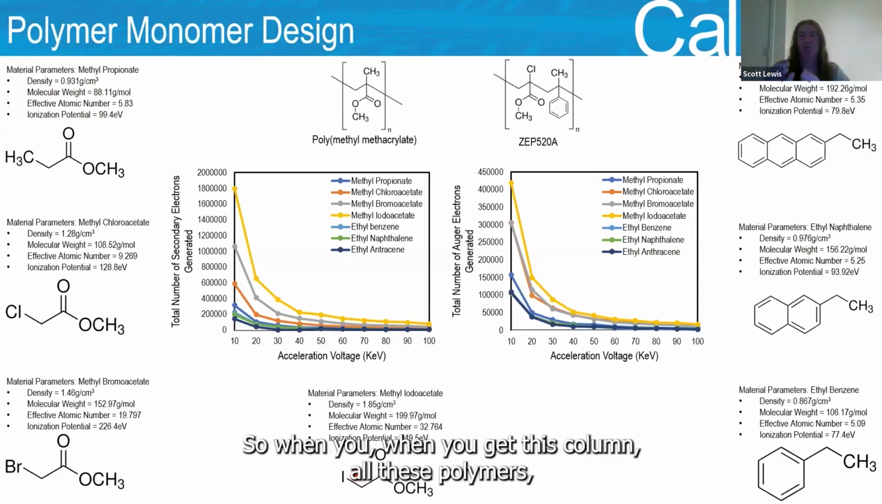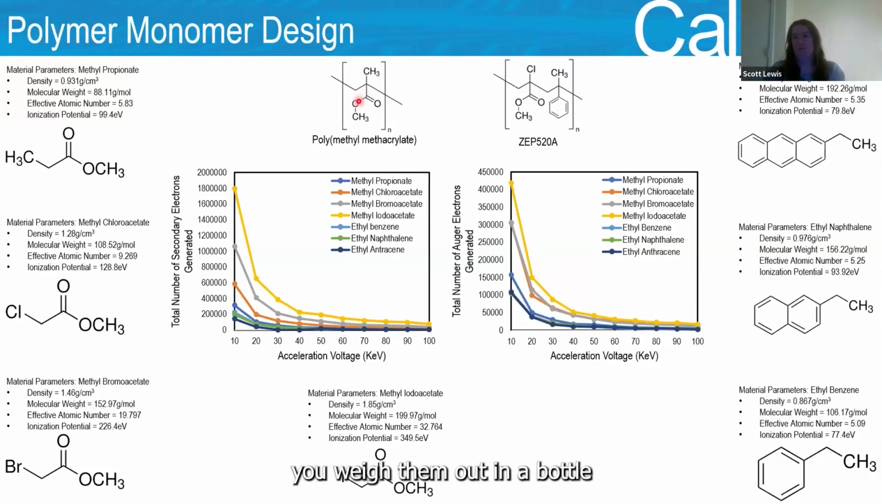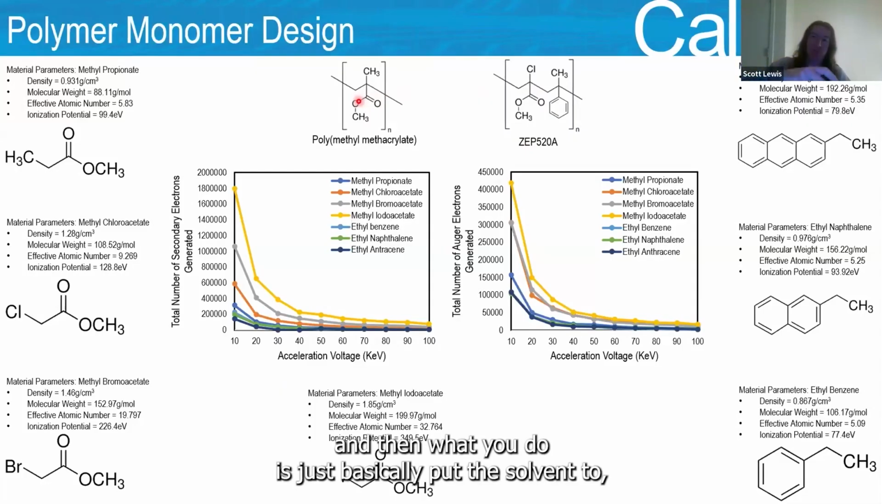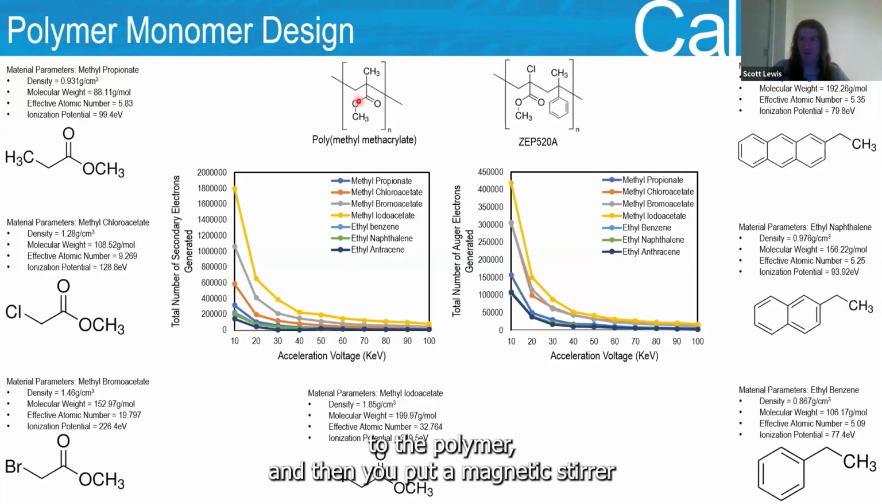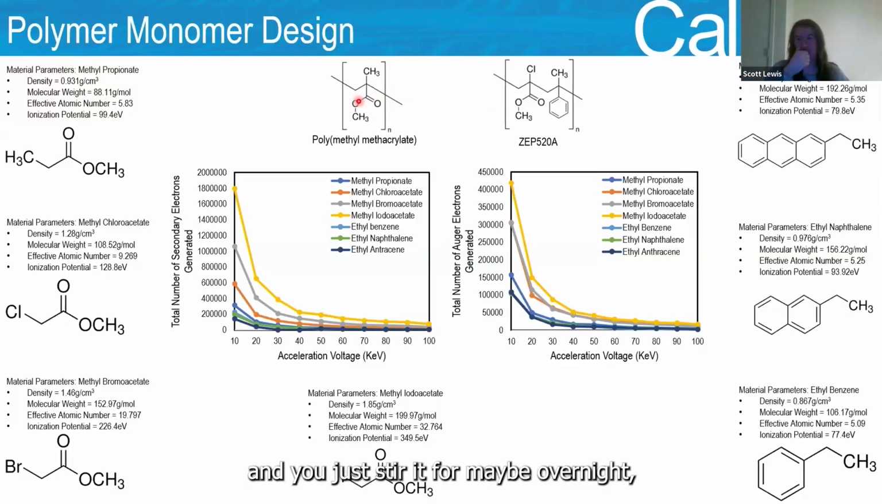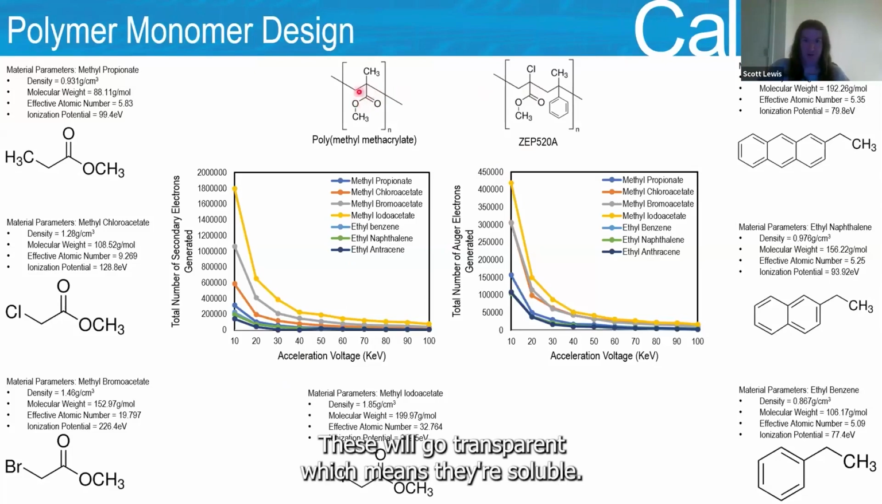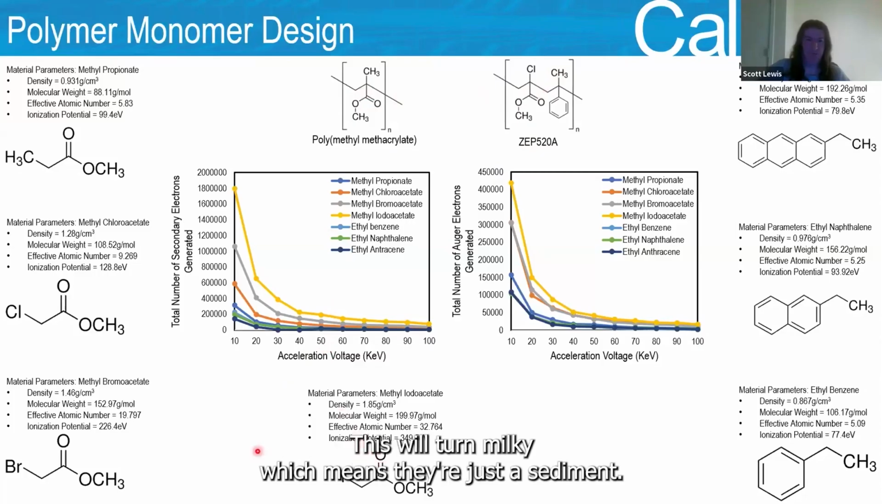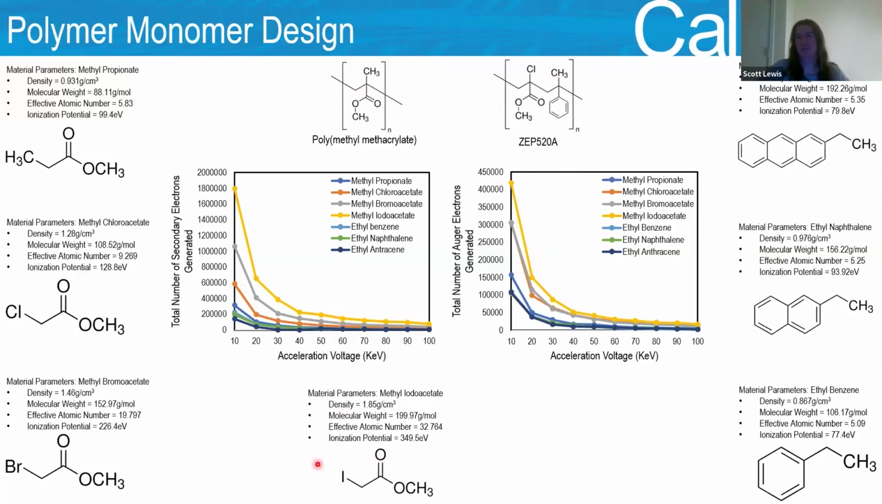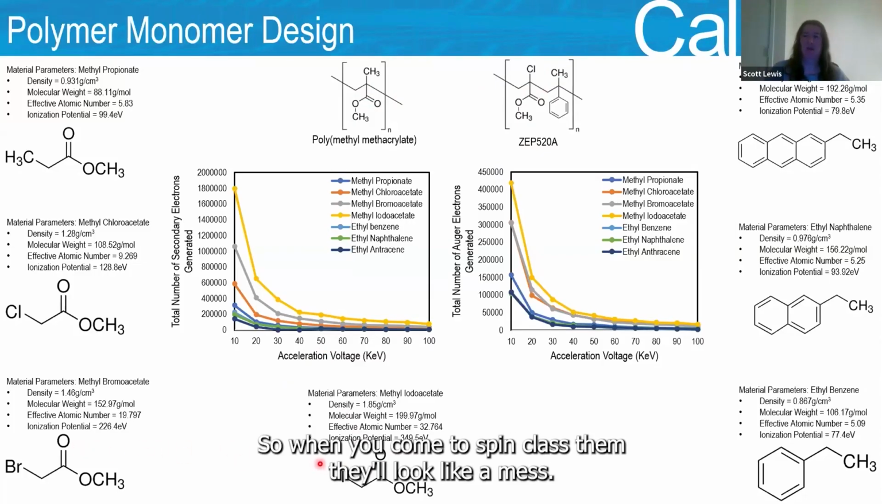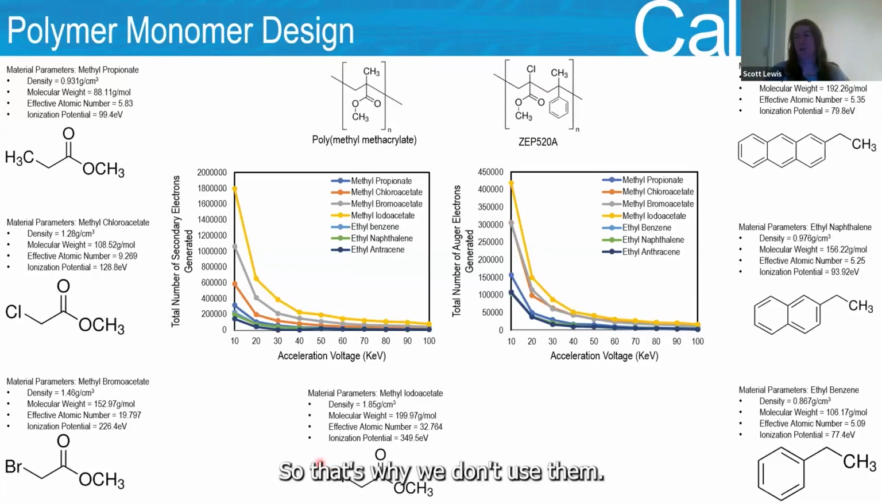Okay, so when you get these polymers, you weigh them out in a bottle, and then you weigh out your solvent, and then what you do is basically put the solvent to the polymer, and then you put a magnetic stirrer, and you just stir it for maybe overnight, and then it completely goes transparent. These will go transparent, which means they're soluble. This will turn milky, which means they're just a sediment. So when you come to spin cast them, they'll look like a mess. So that's why we don't use them.